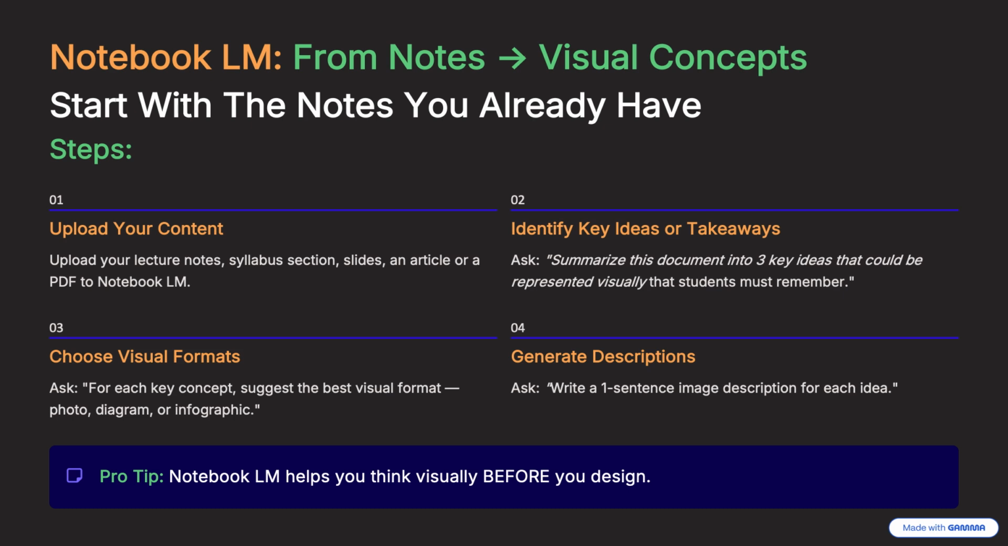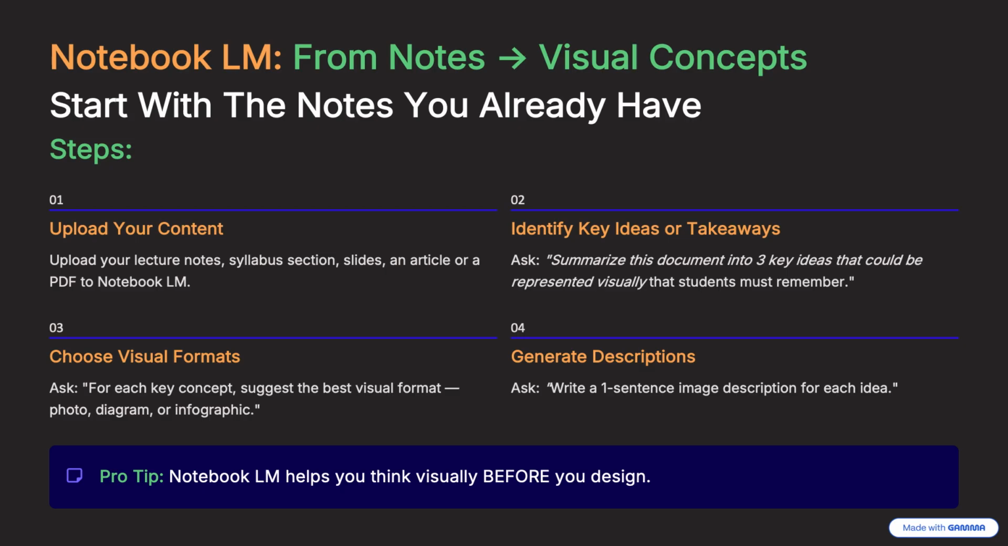From notes to visual concepts, we start with the notes that you already have. So there are 4 steps here. The first one is you upload your content. You upload your lecture notes, syllabus sections, slides, article, or PDF, straight to Notebook LM, or even thought pattern notes, like things that you just think of on the fly, bullet points type stuff. You can use that and it can work for you.